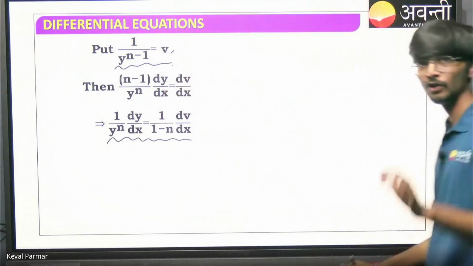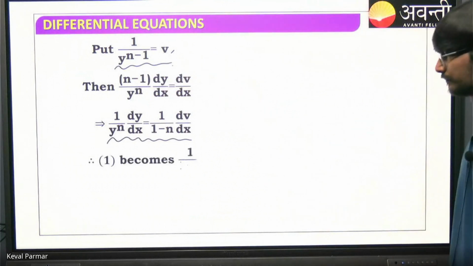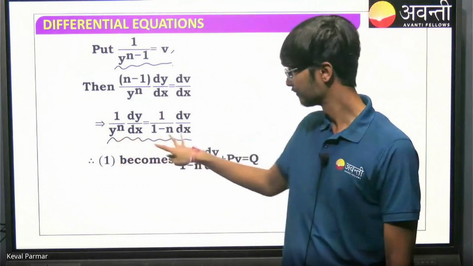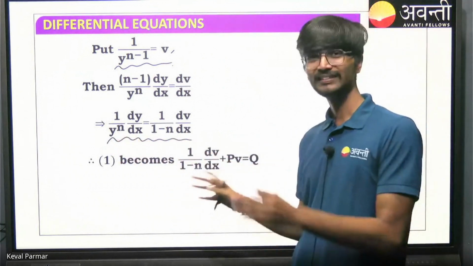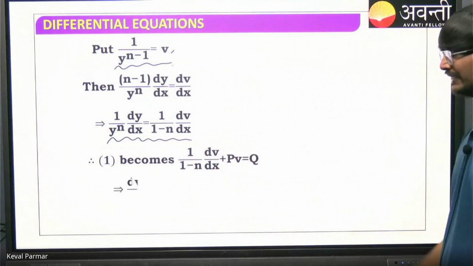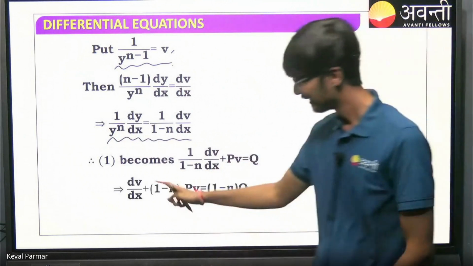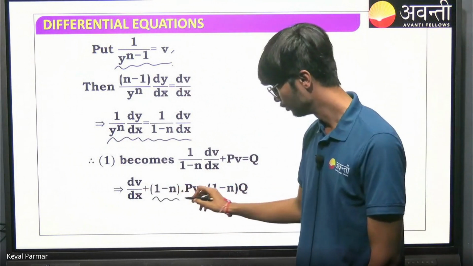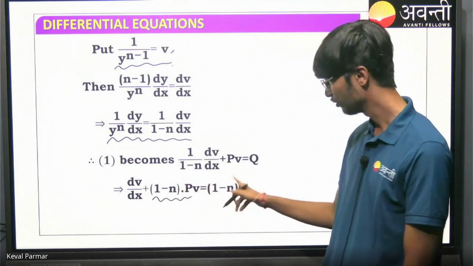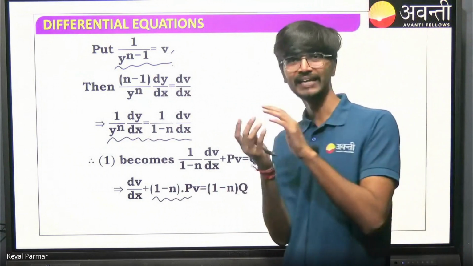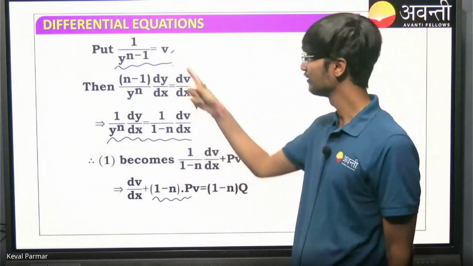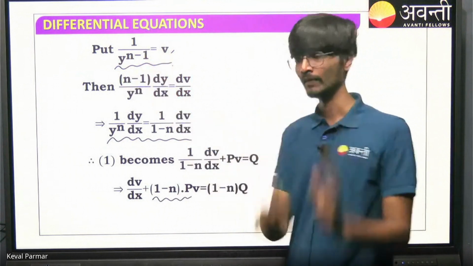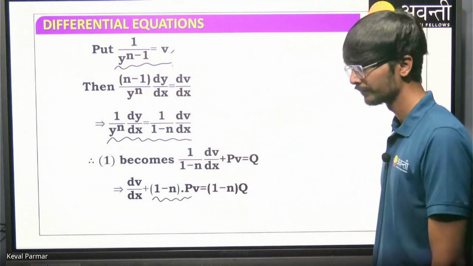So my Bernoulli equation will now become this. I'll replace this with this. Now this is a variable separable, linear differential equation. You can see dy over dx plus p, this whole is the new p, y is equal to q. Instead of y, our new variable is v because we substituted v in place of y. I hope it is clear.